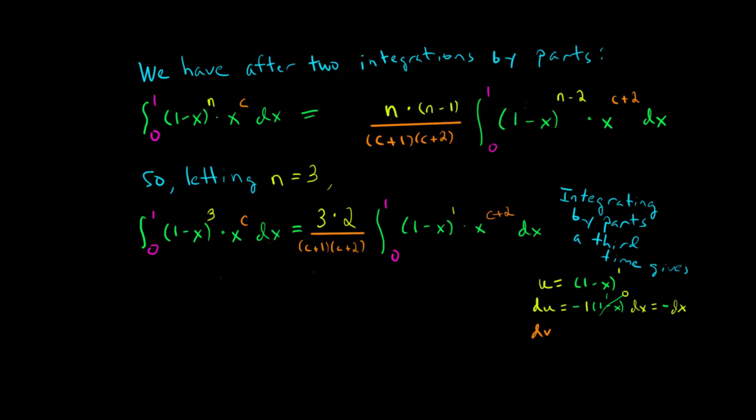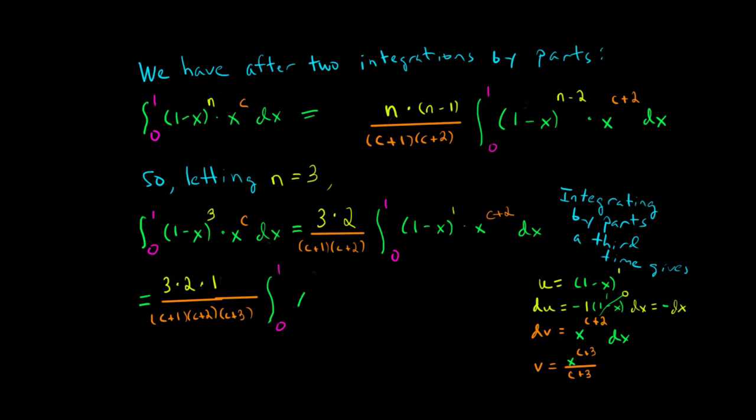And then dv is going to equal x to the c plus 2 dx. So our v equals x to the c plus 3 over c plus 3. So you've seen me do this integration by parts a couple times, so I'm going to just go through it quickly here. This is going to equal 3 times 2 times 1 over c plus 1 times c plus 2 times c plus 3, all times the integral from 1 to 0 of x to the c plus 3 dx.